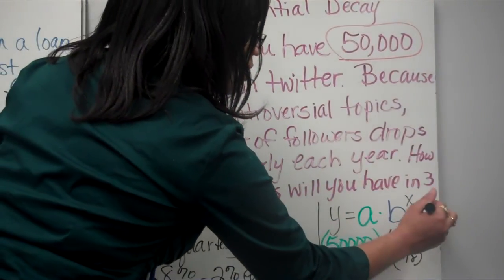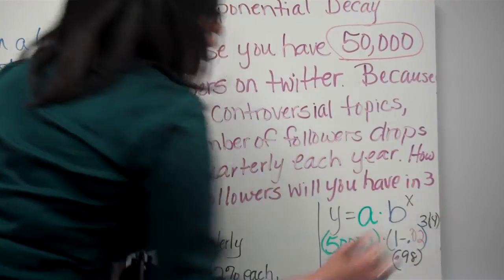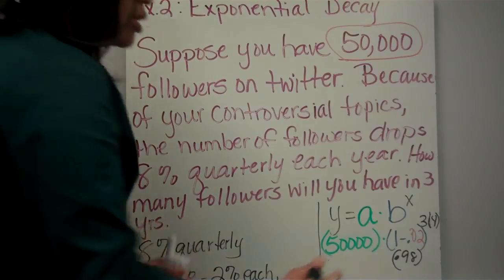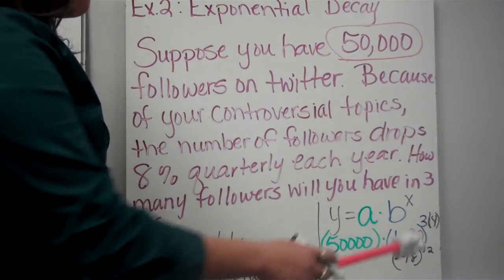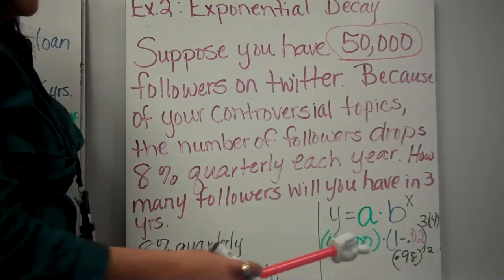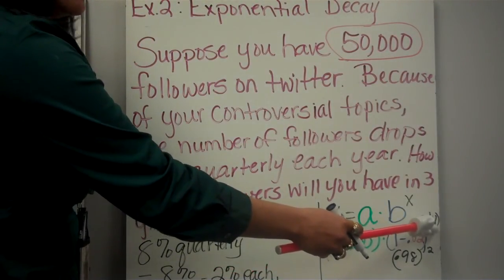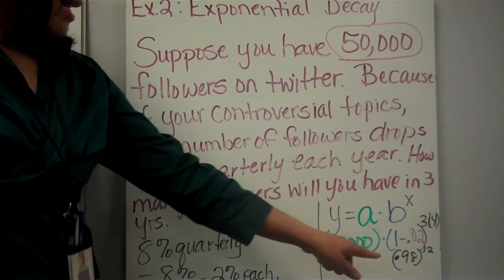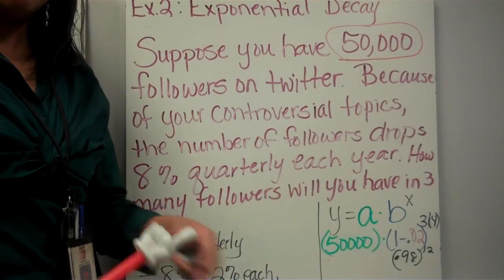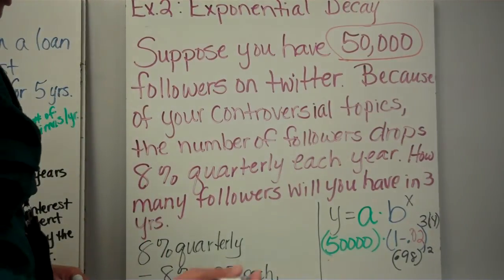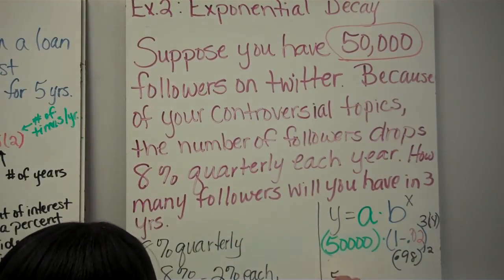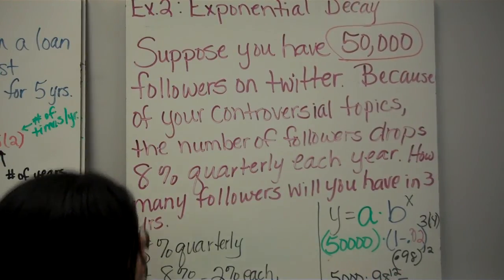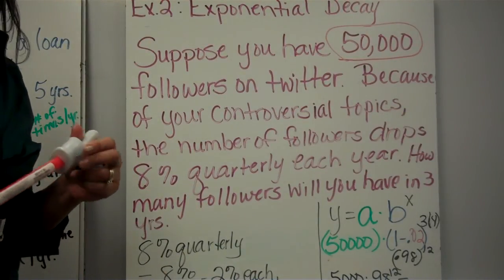I'm sorry, this is a mistake. It's going to happen 4 times each year. I'm going to lose those followers. So this is going to be 0.98 to the 12th power, because this 3 represents the number of years that I'm going to lose followers, and this represents the periods per year that I'm going to lose followers. So 4 times a year for 3 years, I'm going to lose 2% of my followers. Sorry. All right. So then when I do that, I have my 50,000 times my decimal 0.98 to the 12th power. And that's how you will figure out the amount of followers you have after the losses.